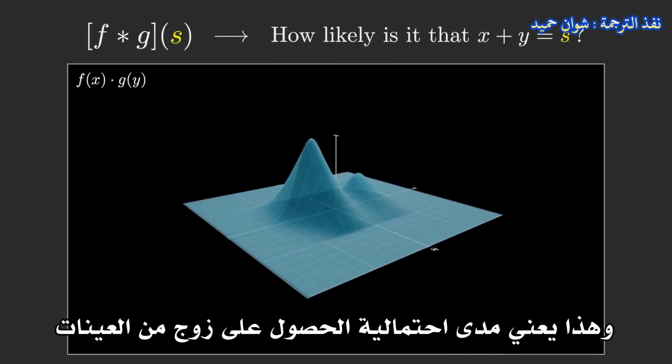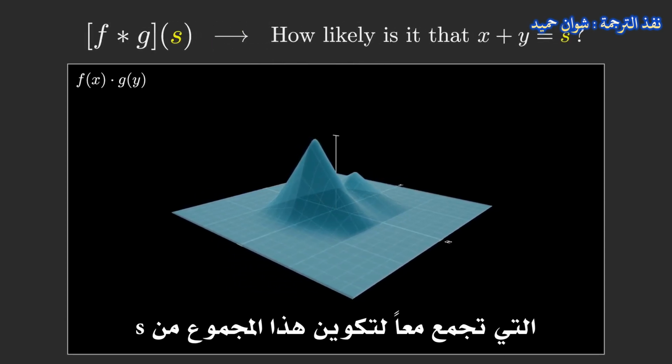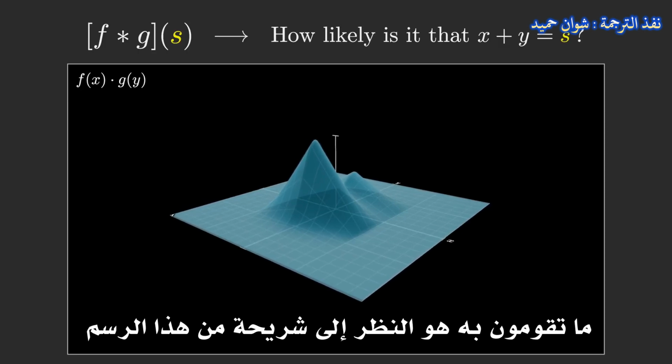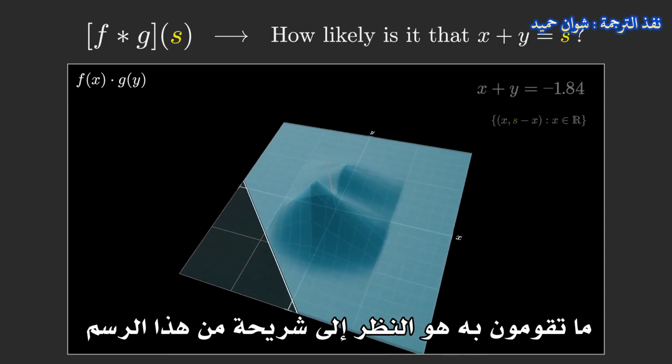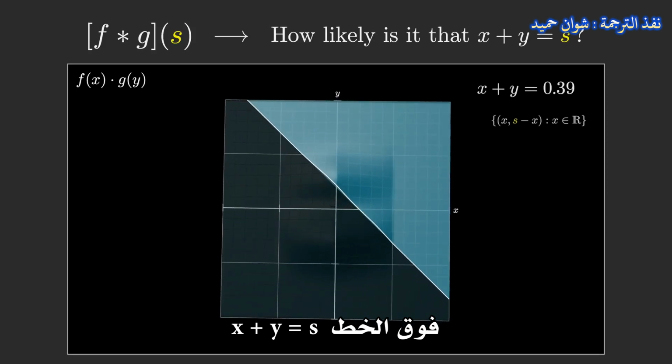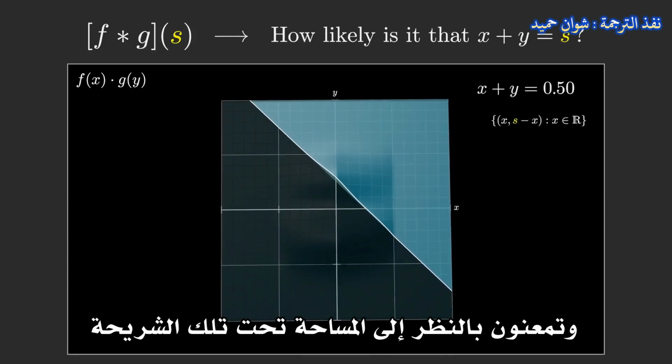To interpret the convolution of f and g, evaluated on some input s, which is a way of saying how likely are you to get a pair of samples that adds up to this sum, s, what you do is you look at a slice of this graph over the line x plus y equals s, and you consider the area under that slice.